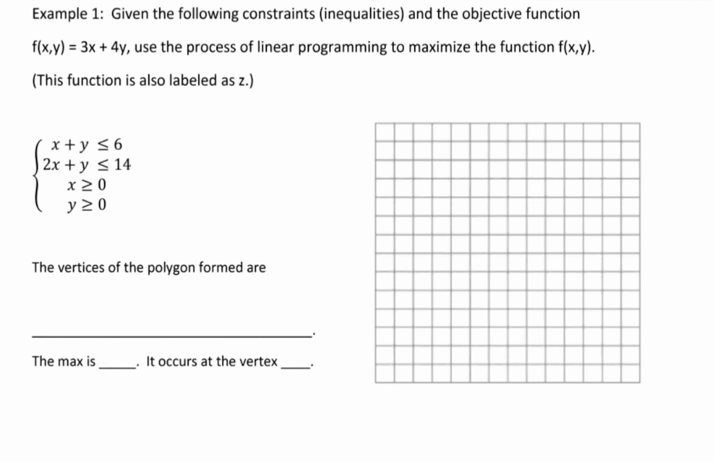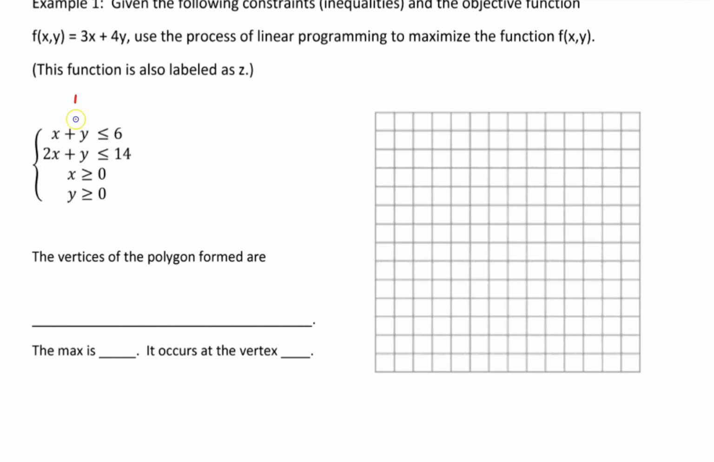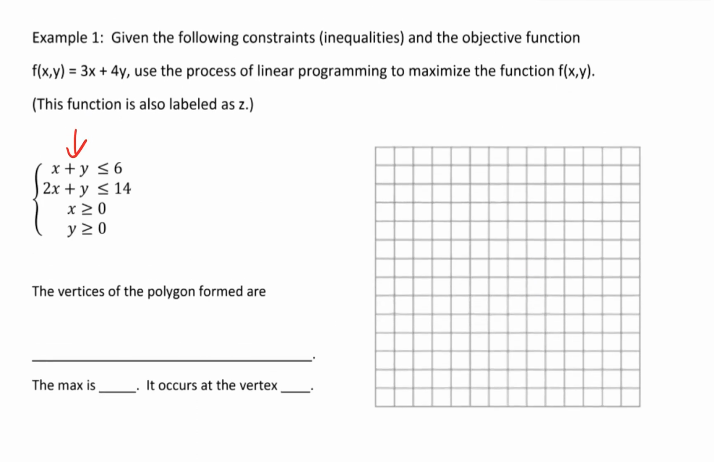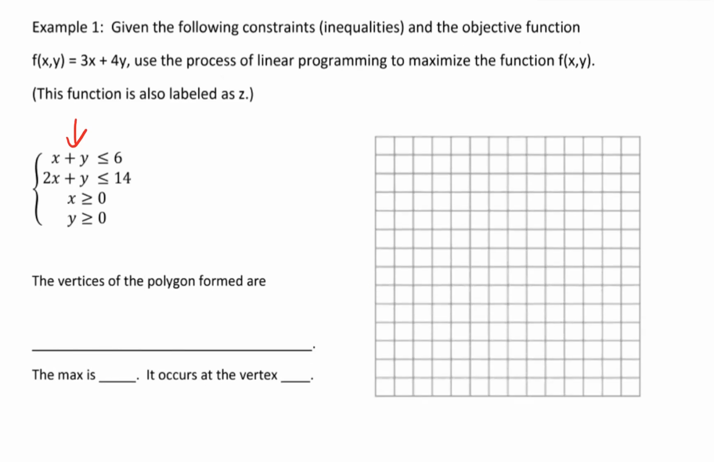Here it says, given the following constraints or inequalities, that would be all of these right here, and the objective function f of x y is equal to 3x plus 4y, use the process of linear programming to maximize the function. So this function is also labeled as z, and that's what we'll see later.